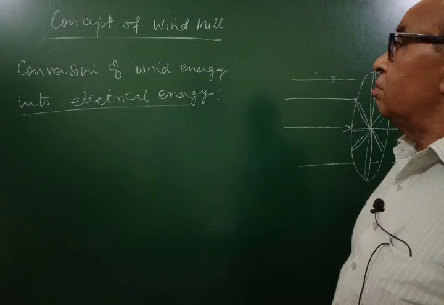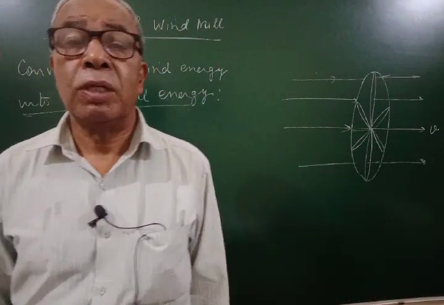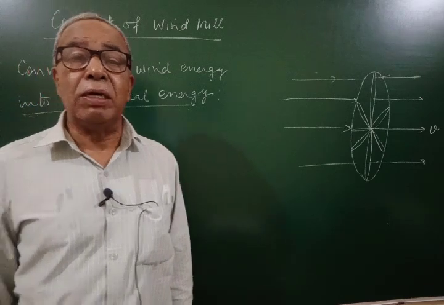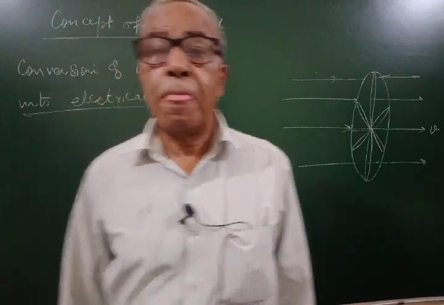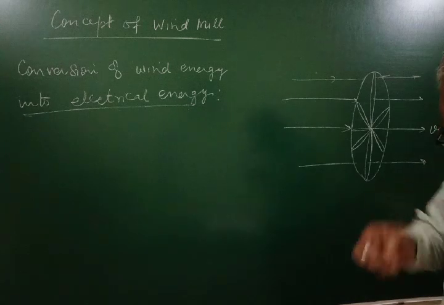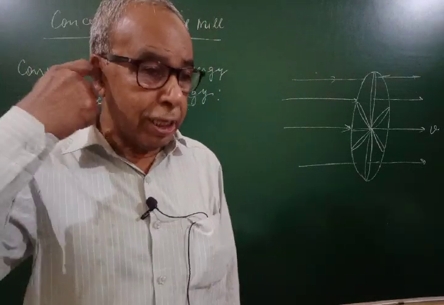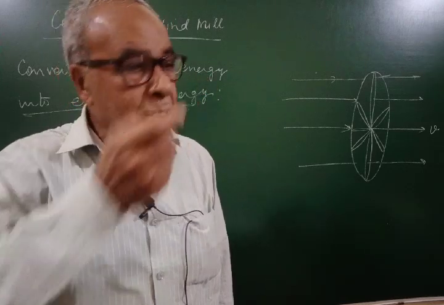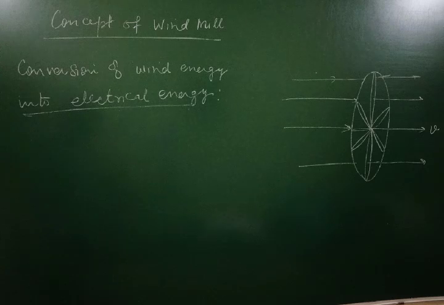Now, actually, I am going to try to explain to you the concept of the windmill. A windmill is simply a device which converts kinetic energy of air or wind into mechanical energy, and that mechanical energy can be converted into electric energy by a dynamo. A dynamo is a machine in which a conducting loop is rotated in a magnetic field, and rotation of the conducting loop in the magnetic field produces current. So that is the total conversion, different forms of energy conversion taking place.